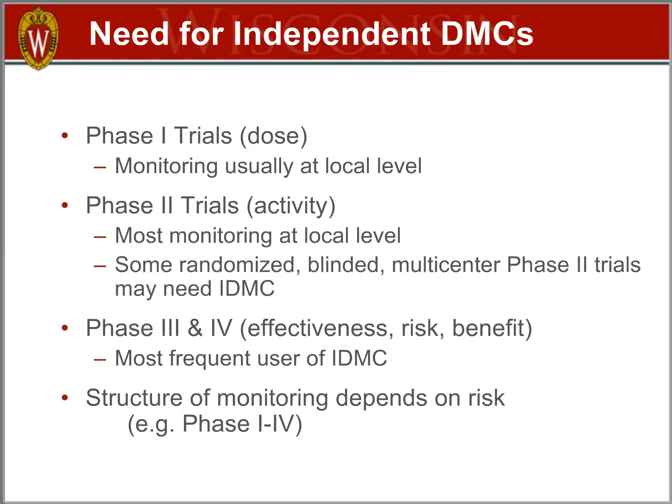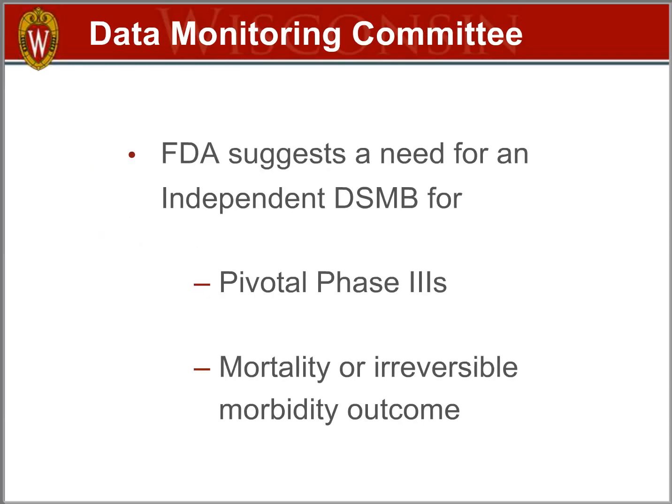Phase 3, and sometimes phase 4, the post-approval studies, are the most frequent users of the Independent Data Monitoring Committee. Generally speaking, the structure of the monitoring needs depends on the risk in the study. The FDA, for example, doesn't require data monitoring committees for all trials, but clearly suggests a need for an independent monitoring committee for pivotal phase 3 trials or trials which have a mortality or the potential for an irreversible morbidity outcome.